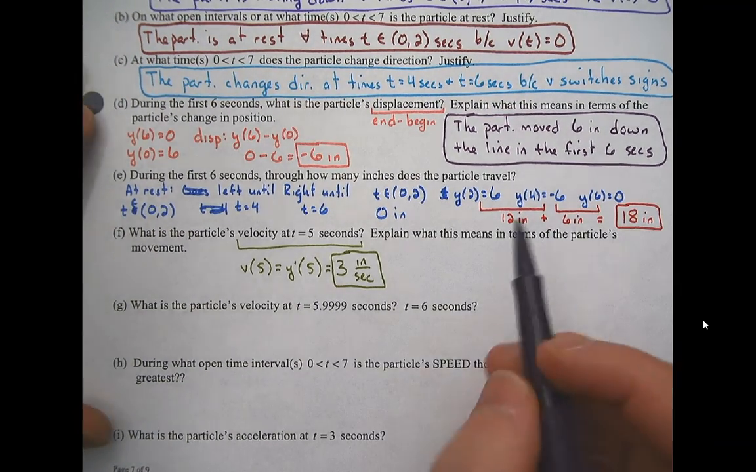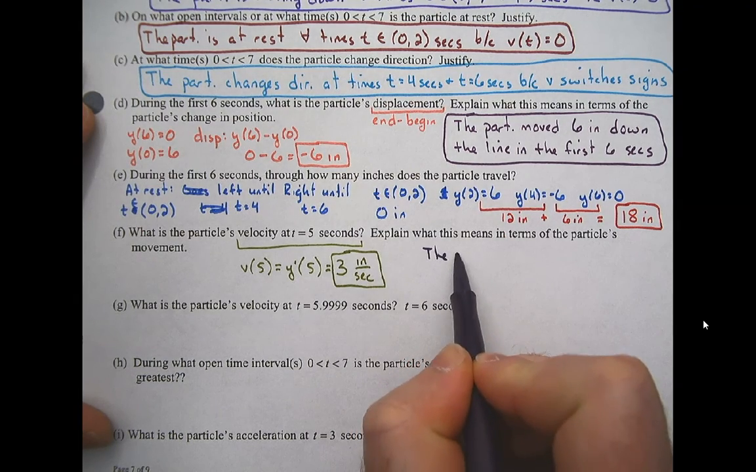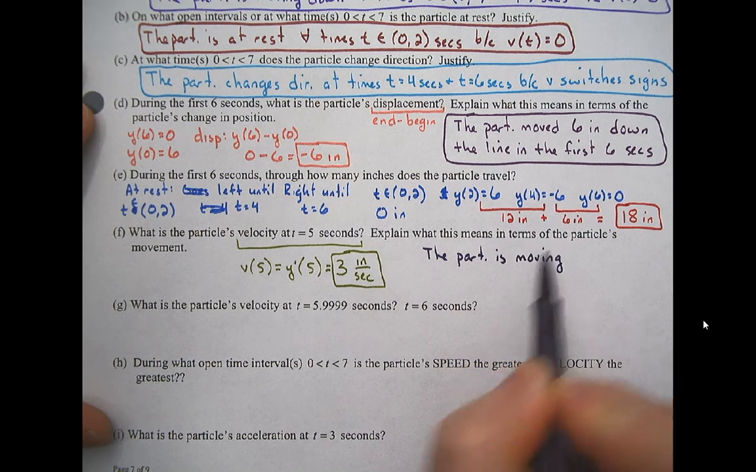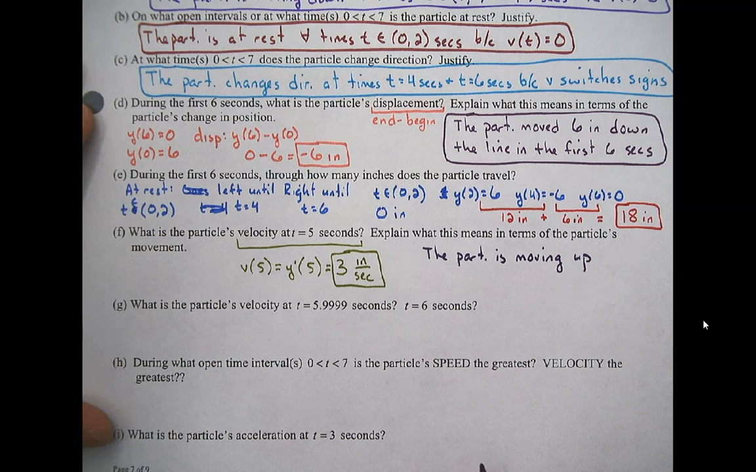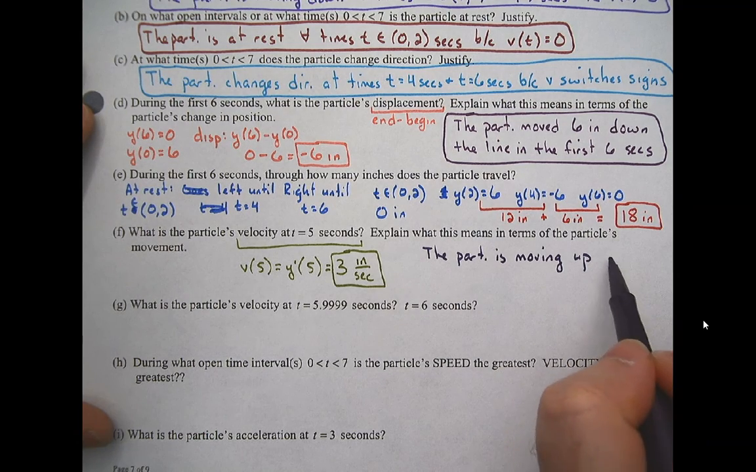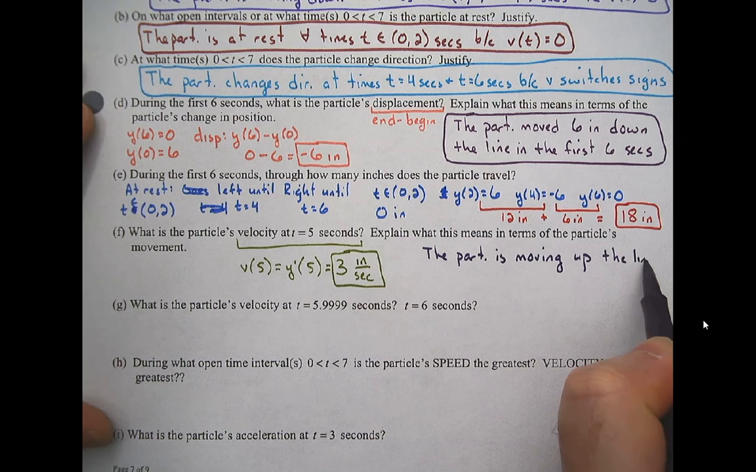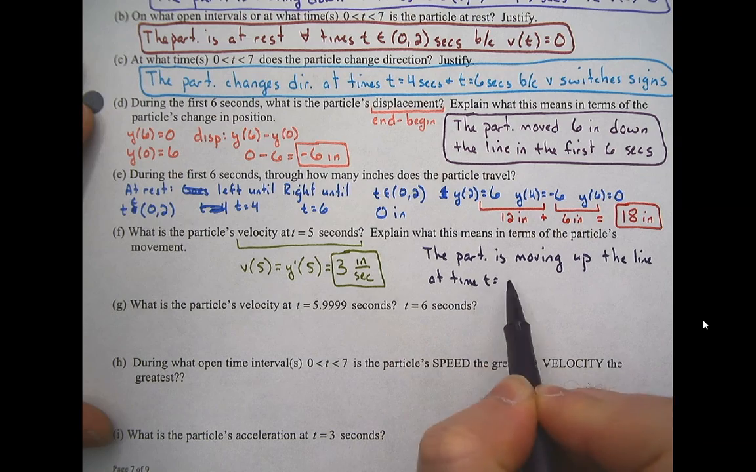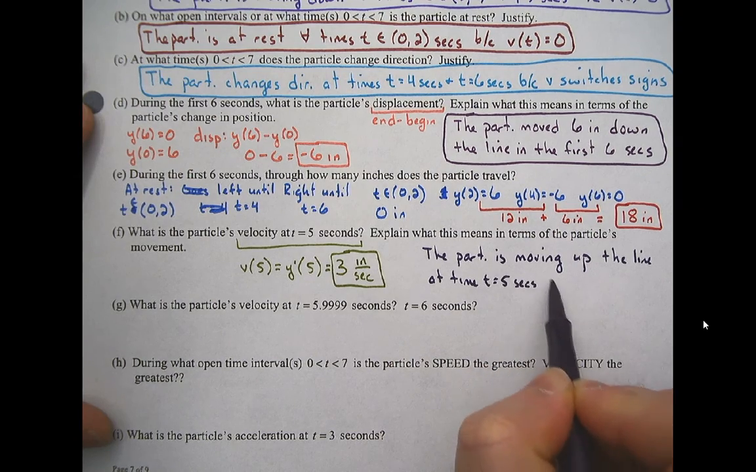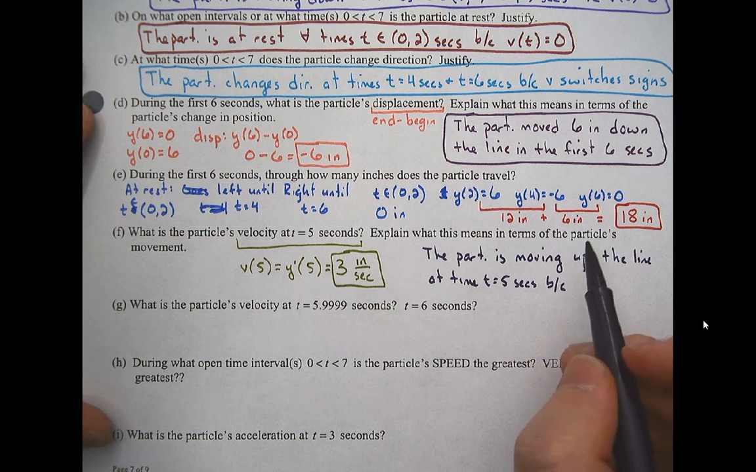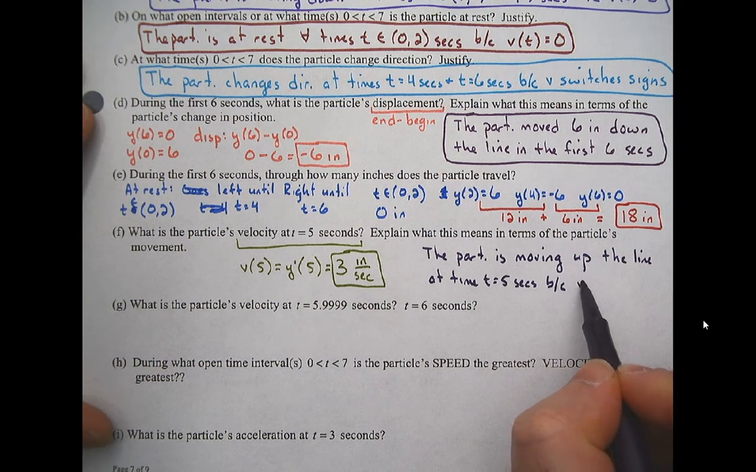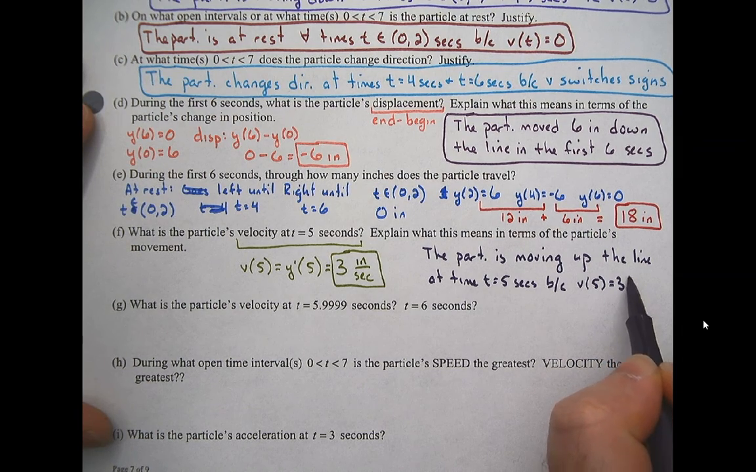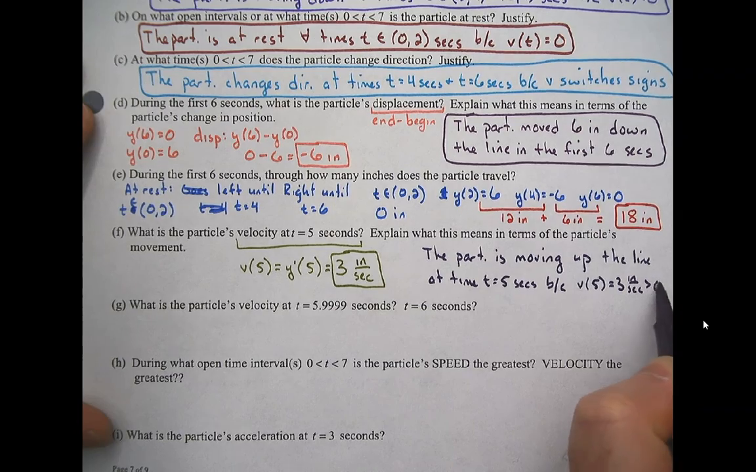So we would say the particle is moving up because I have positive velocity. The particle is moving up the line at time t equals 5 seconds because, why is that true? Because v of 5 equals 3 inches per second, which is greater than 0.